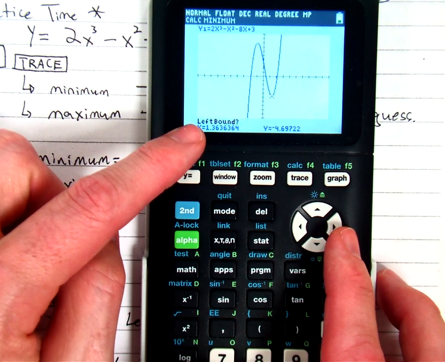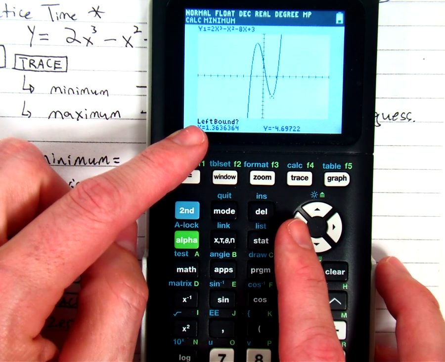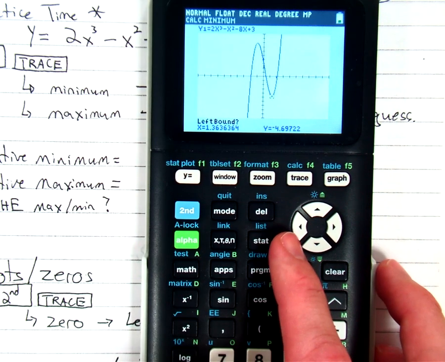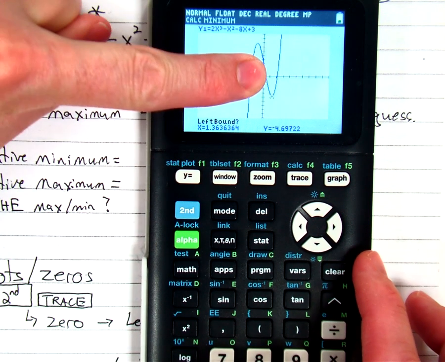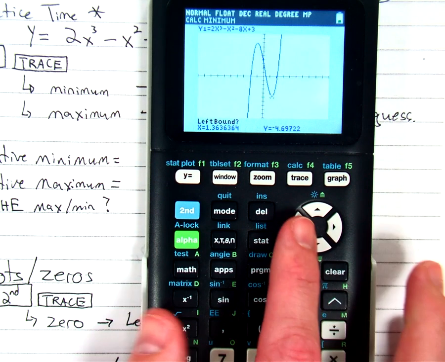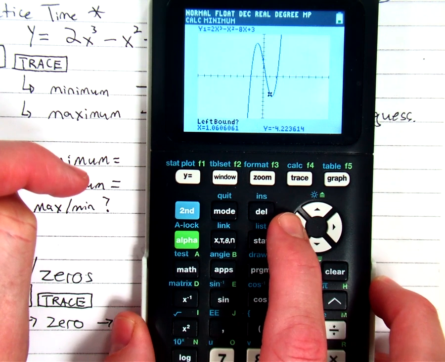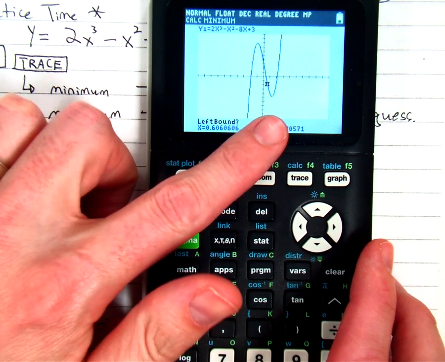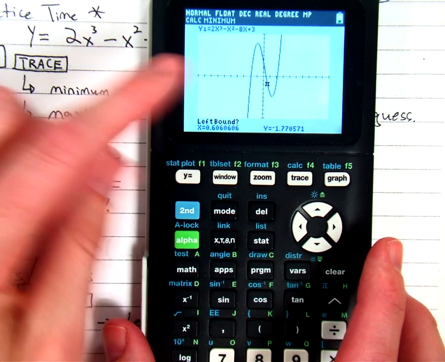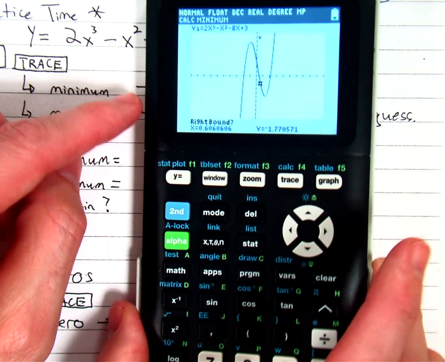And then it's asking for a left boundary line. Some calculators will actually show the line when you hit enter. Others won't. It'll just give you a little arrow pointing in. But we're going to go left 3 to 5 clicks. 1, 2, 3, 4, 5. So we're clearly on the left side of our minimum. And hit enter. You can see mine puts a little line in there.